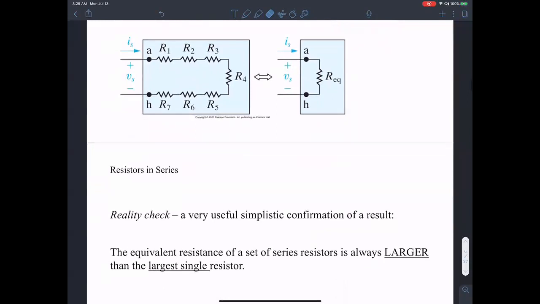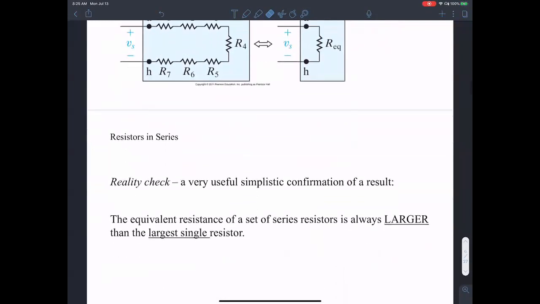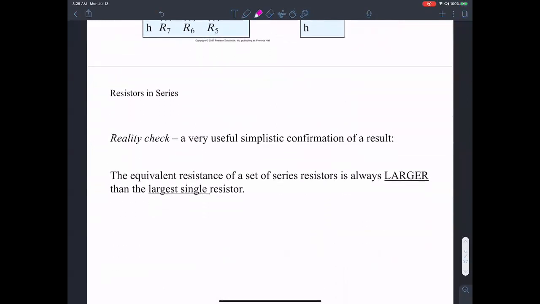Quick and dirty, but functional approach. So here is the principle. The equivalent resistance of a set of series resistances is always larger than the largest single resistance. That's a quick sanity check that you can use.